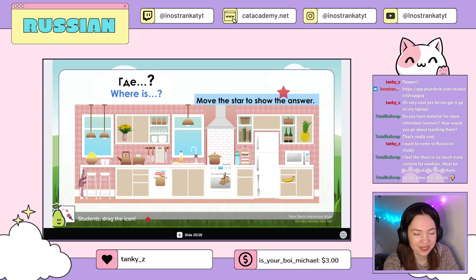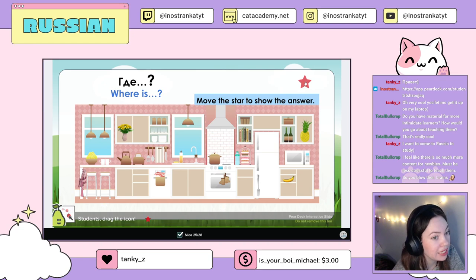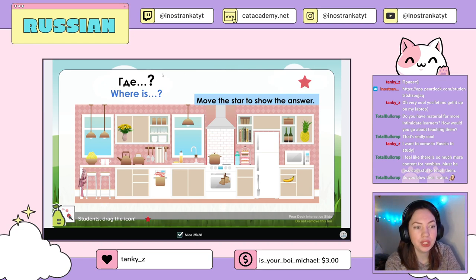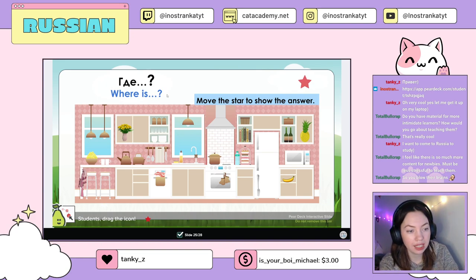So now we are going to play a little game and see how well we remember the names of the words that we just practiced. So we're going to hear the phrase где. That means where is. Where is something? Where is a banana? Где банан?